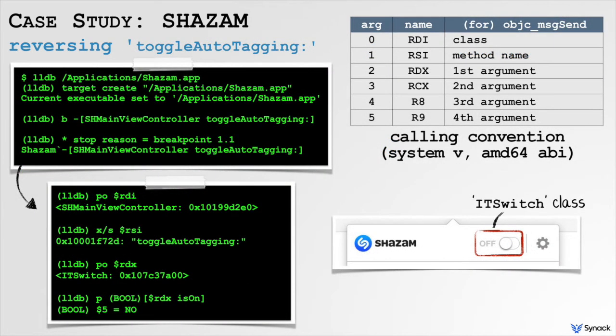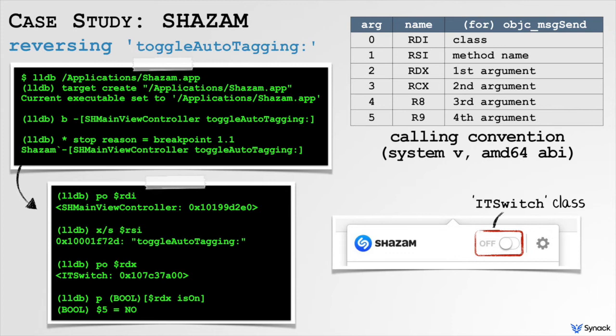So we can attach to the main Shazam application via a debugger, or start it under a debugger, and we use LLDB. LLDB is the de facto Apple debugger for debugging applications and all things Apple. We can set a breakpoint on this toggle auto tagging method. Once this is set, we can go back into the UI and toggle the switch on and off, and it turns out this causes the debugger to break at this breakpoint. So, hooray, we've figured out what code is executed when the user toggles that on and off.